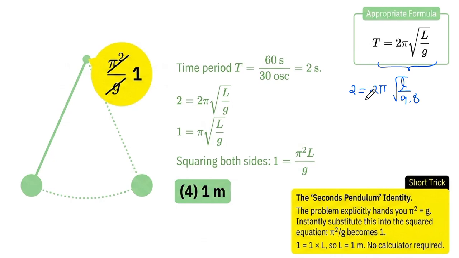So before taking the square on both sides, this 2 and 2 we can cancel out. After that, if we take the square, here it becomes 1 is equal to pi square into L upon g, with g being 9.8. It is given that the value of pi square is equal to 9.8 in the question. So that means this pi square and 9.8 will get cancelled. So L is equal to 1 meter. Okay. So option number 4 is the correct answer for this question. Thank you.